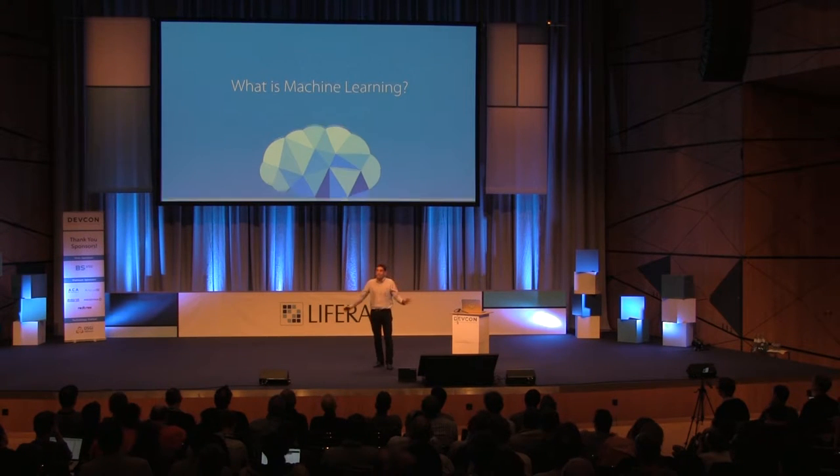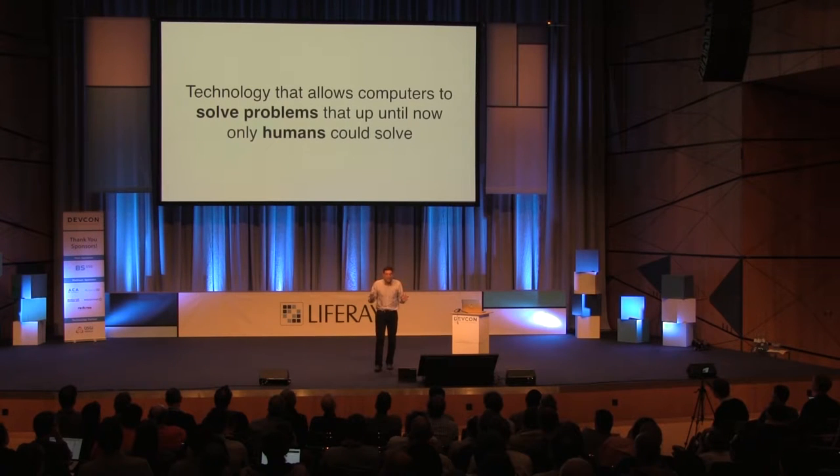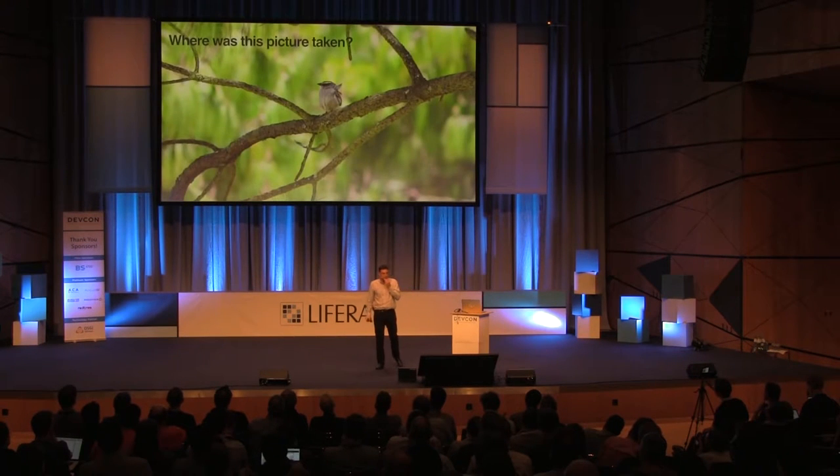So first of all, let's make sure we all understand what machine learning is. Very simple definition: machine learning is a technology that allows computers to solve certain problems that up until now only humans could solve. That's very generic, just words, very boring, right? So let's take a picture. That's a very visual example.